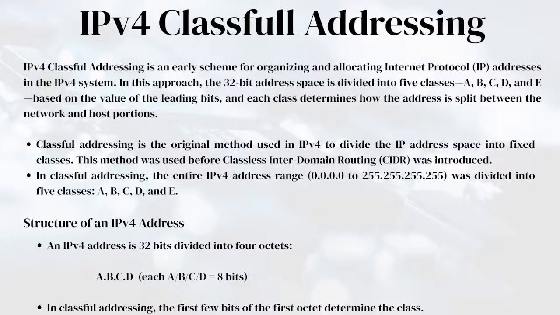In classful addressing, the entire IPv4 address range from 0.0.0.0 to 255.255.255.255 was divided into 5 classes, that is A, B, C, D and E. The structure of an IPv4 address: it is 32 bits divided into 4 octets, that is A, B, C, D. Each has 8 bits. In classful addressing, the first few bits of the first octet determine the class.